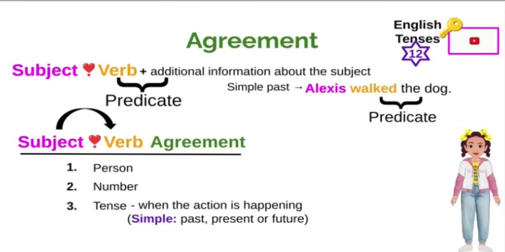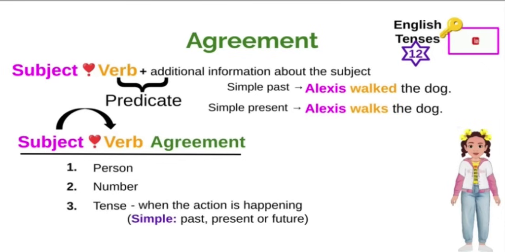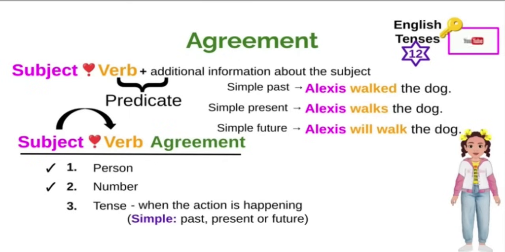Now, simple present. Alexis walks the dog. There we go. Alexis walks the dog. Simple future. Alexis will walk the dog. Very good. Simple future. Alexis will walk the dog. So there we have it. The subject and the verb agree with each other in person, number, and tense.